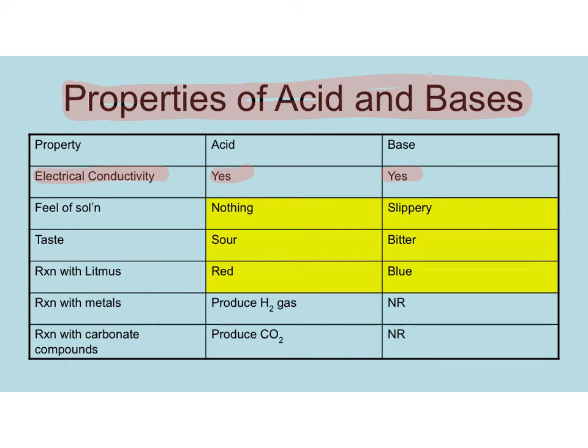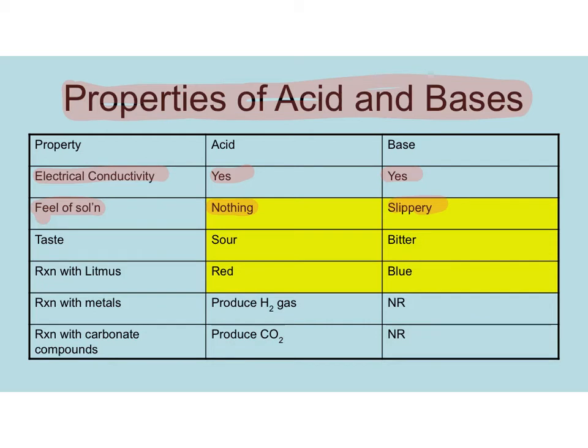So, the feeling of the solution: when you put an acid on your hands, you don't really feel anything different than water. You may feel that it's wet, but you don't feel anything unless it's obviously a strong acid and it starts burning you. Just a regular weak acid like vinegar, you don't feel anything. But if you put a base like sodium hydroxide on your hands, which you should not do, it's very, very slippery. And that's why soap is slippery, because soap is a base. So that's a big difference: if you touch it, you'll know the difference.